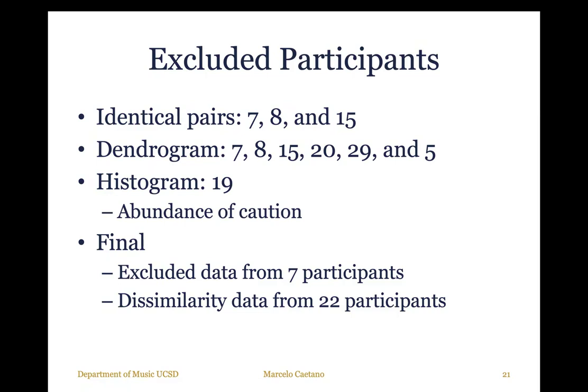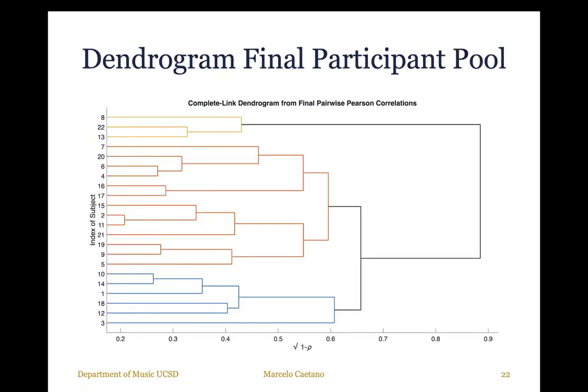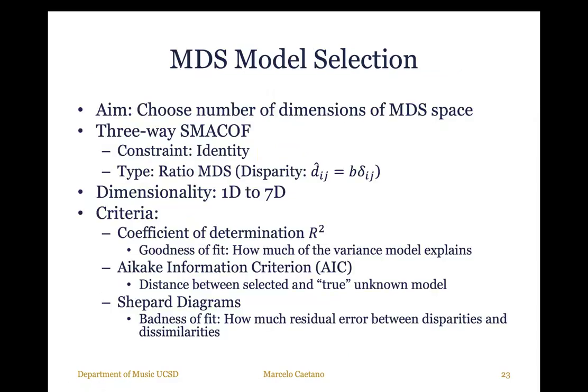And out of an abundance of caution, using just visual inspection of the histogram, we also excluded participant 19. So in the end, we excluded data from these 7 participants, and we're only going to use dissimilarity data from the 22 remaining participants. Now, this is the histogram for those 22 remaining participants. In this case, the index of the subjects changed, right? Because we excluded participants. It could be said that this little cluster here is far away from the rest of the participants, but these are considered to be just participants who used a different strategy.